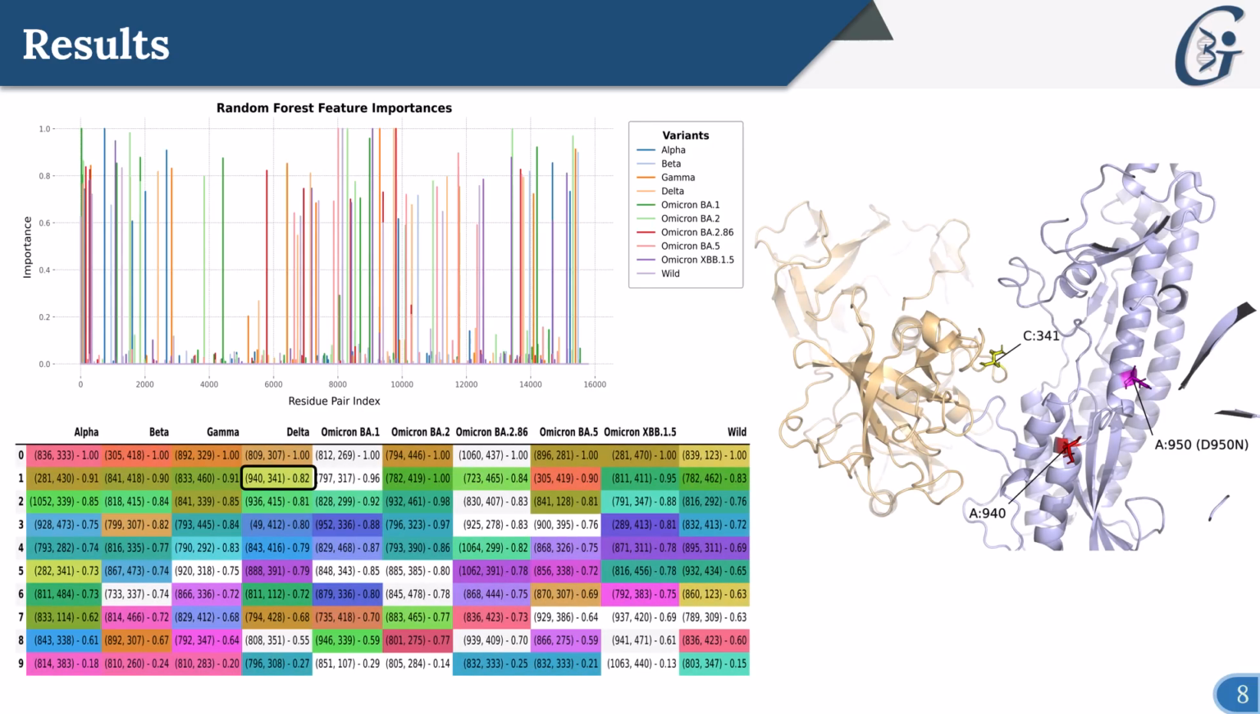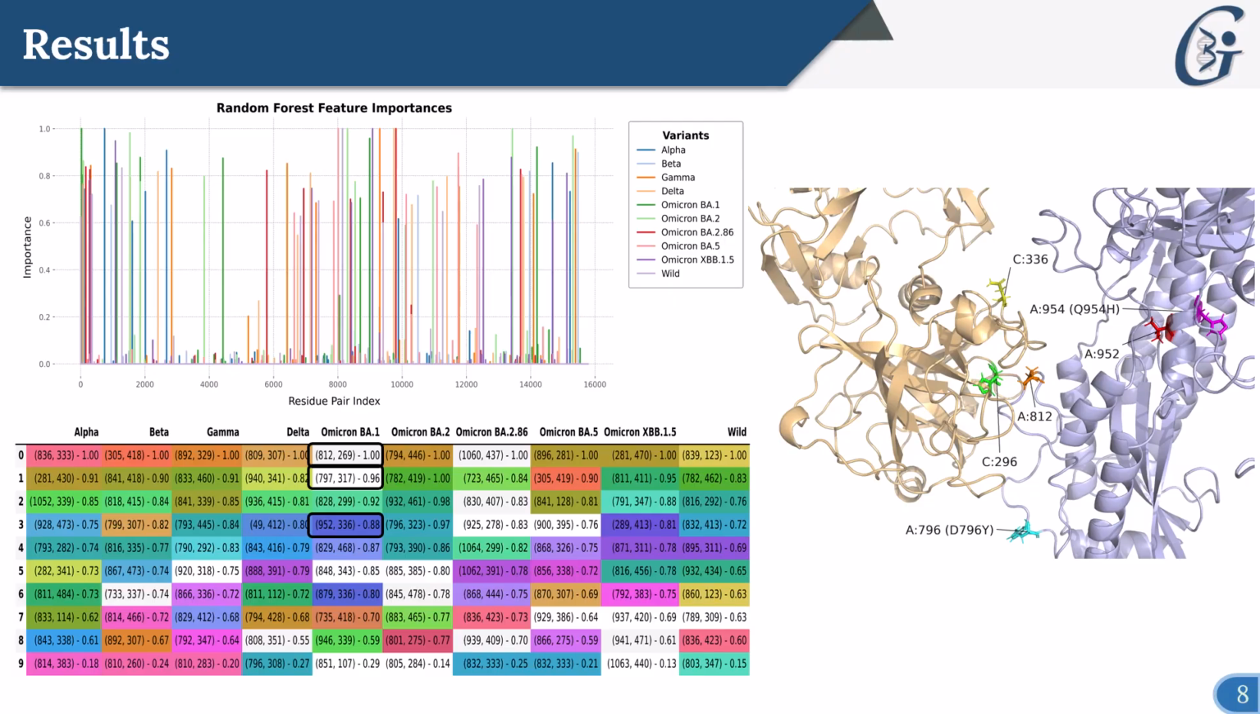For instance, in Delta, the pair 940 and 341 may be impacted by the nearby mutation D950N. In Omicron BA.1, we identified the pair 952 and 336 located near the Q954H mutation. Additionally, the D796Y mutation may influence the pair 812 and 296.